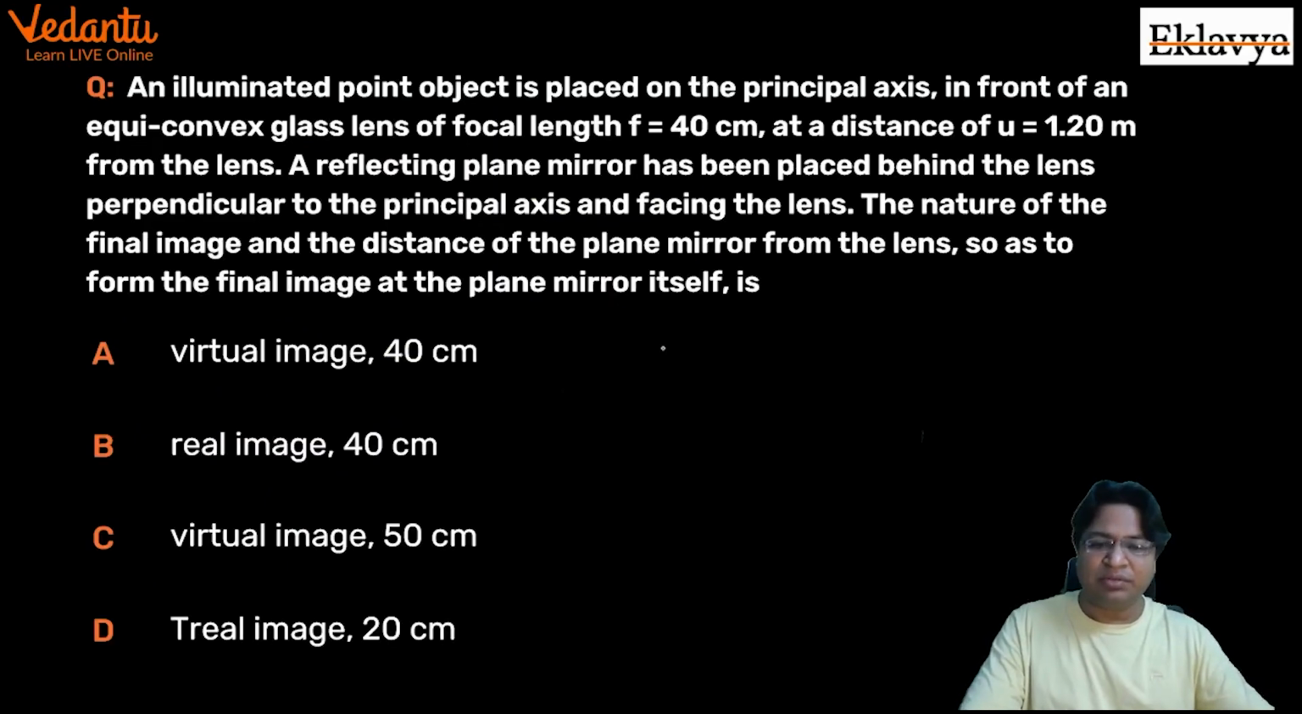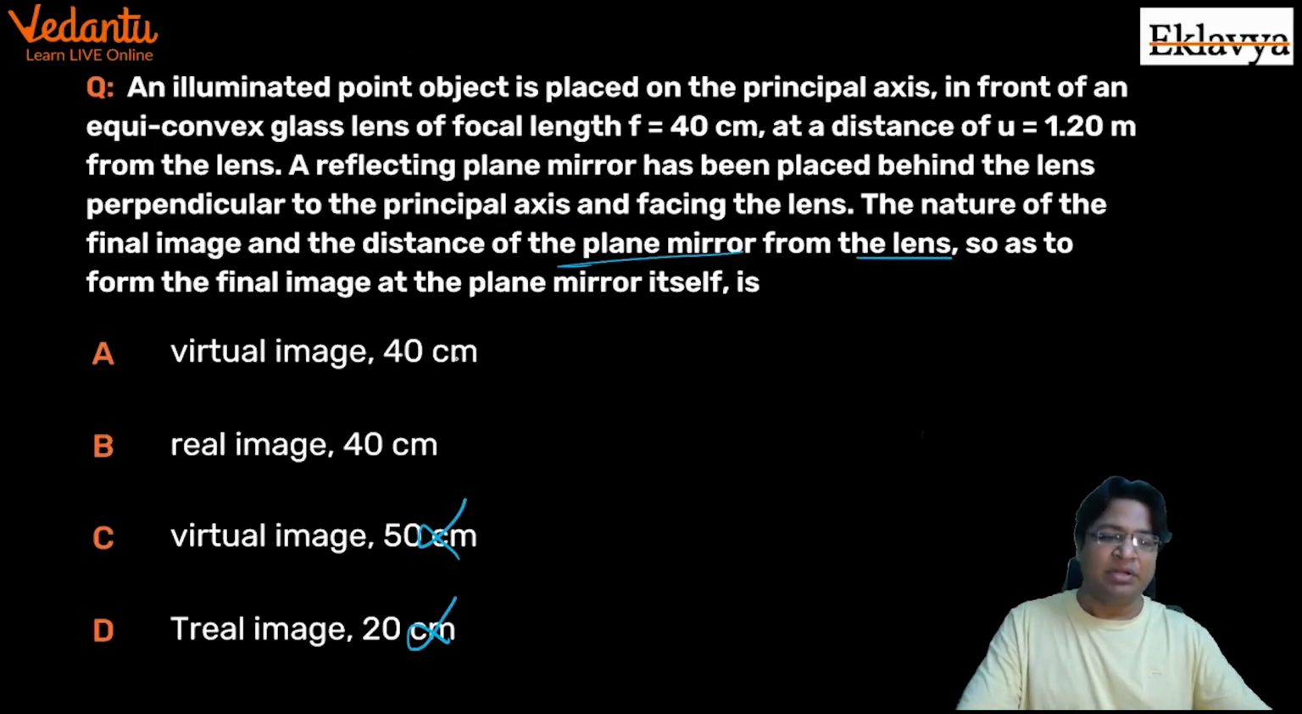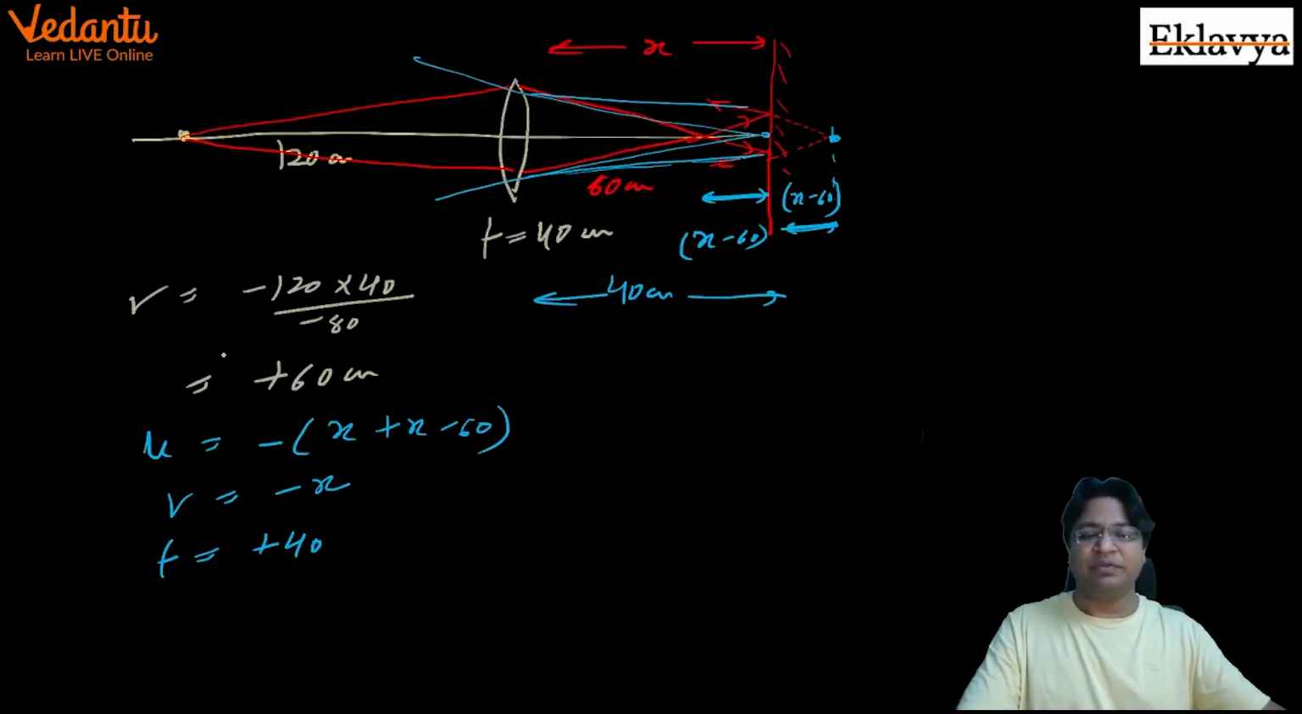And now what is the question asking? The nature of the final image and the distance of the plane mirror from the lens. So 40 centimeters, so this is wrong. And the nature of the final image would be virtual, because from the ray diagram it is pretty evident that finally we are getting a virtual image. So this is correct and this is wrong. So option A would be the right answer to this one.